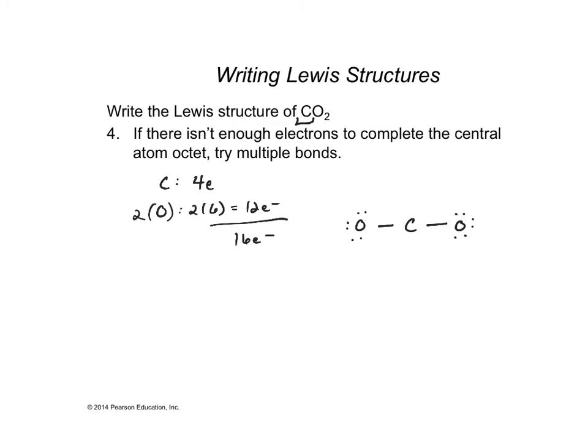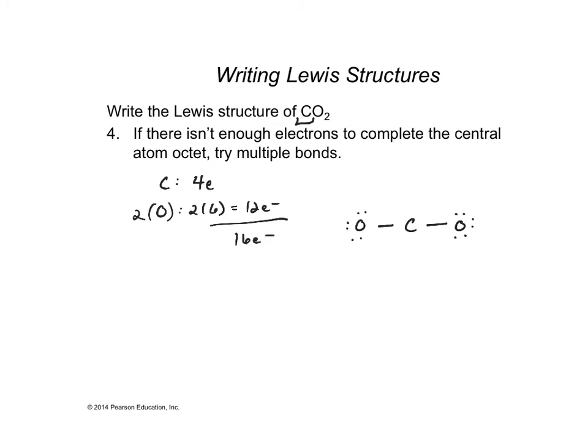How many electrons have I gotten rid of at this point in time? 16. How many did I have to get rid of? 16, right? What's the problem with this structure right now? Carbon doesn't have an octet, right? So when do you need to make double bonds? When do you need to make triple bonds? When you have filled in the outer octets, and your central atom, you've gotten rid of all of your electrons, and your central atom does not have an octet, okay?